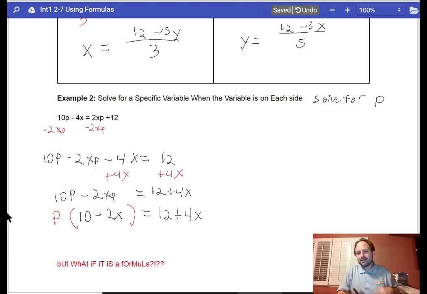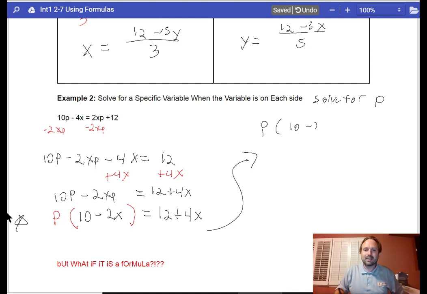All right, so now let's rewrite this. That's p times 10 minus 2x is equal to 12 plus 4x.